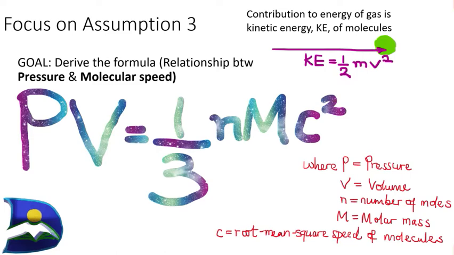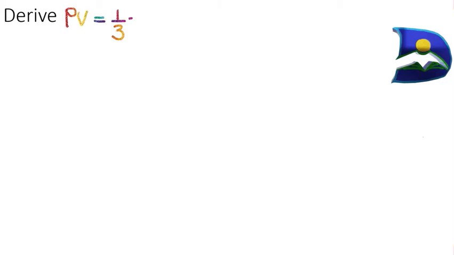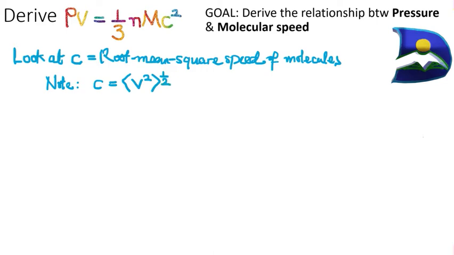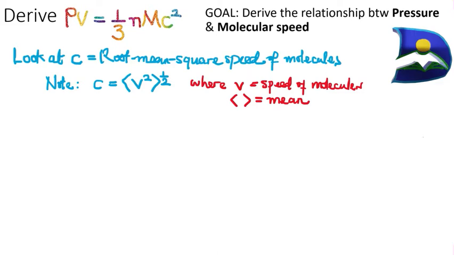So first off, in deriving, we have this formula, which is our main goal at the end. Having this goal established, first we need to look at c. How do we determine c? Based on the statement that c is the root mean square speed of the molecules, we need to take note that c is equal to the square root of the average of the speed squared of the individual molecules in that container, where v is the speed of the molecules and those little angle brackets represent the mean.